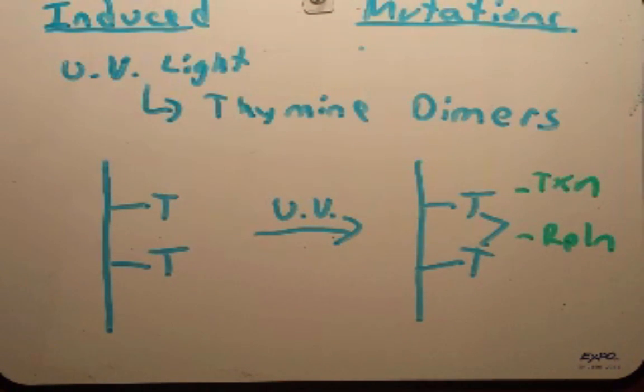And that's all you need to know about UV light and the way it can form thymine dimers, and then how those thymine dimers affect transcription and replication. That's all I have for this podcast on spontaneous and induced mutations.